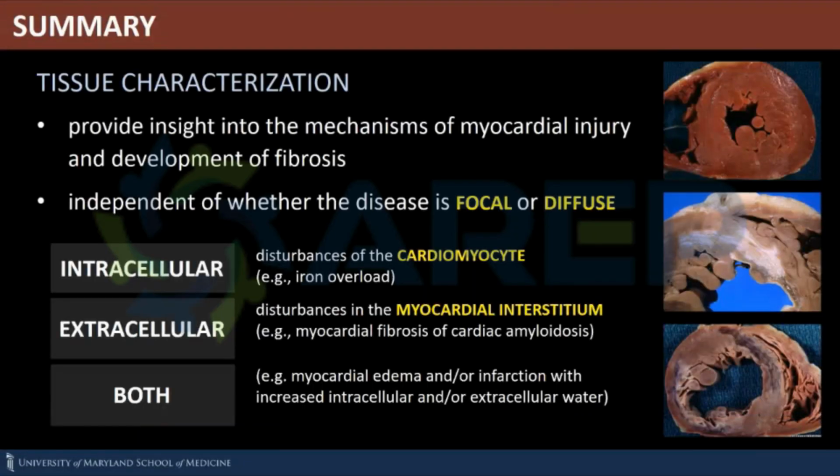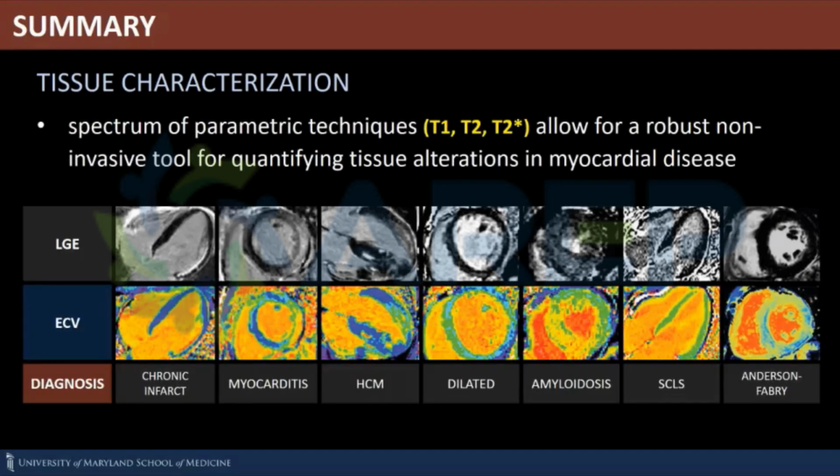So again, tissue characterization gives us insight into the mechanisms of fibrosis. We want to determine whether the disease is focal or diffuse. And certainly, the type of injury and the distribution of injury give us a clearer idea of the type of abnormality that we're dealing with. And we know that there's a spectrum of changes with both late enhancement and other parameters, including extracellular volume, T1 and T2, that help us clue in on the underlying diagnosis.